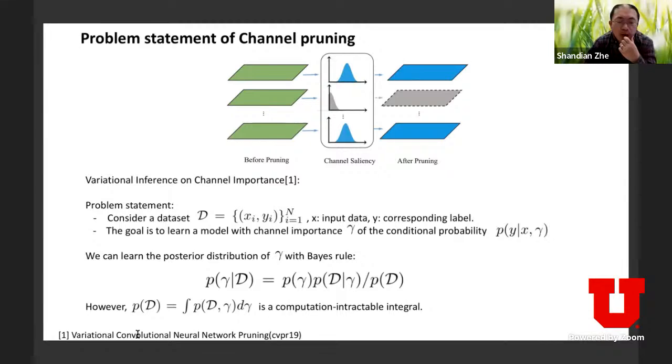And another question: for the variational convolution neural network, how do they estimate the posterior of gamma? They use a variational inference framework? Yeah, I will cover it one by one. Okay.